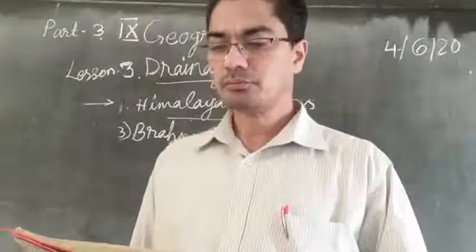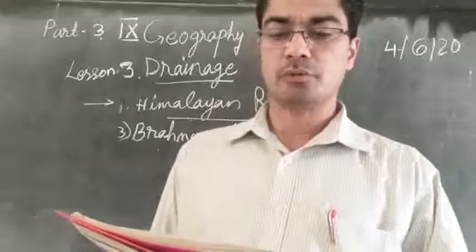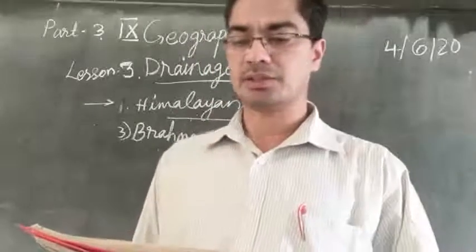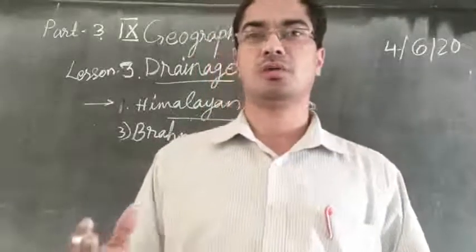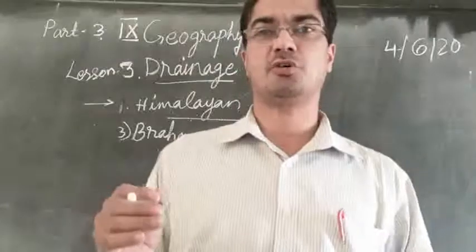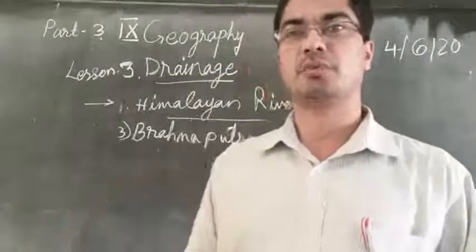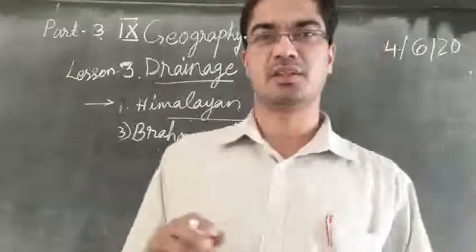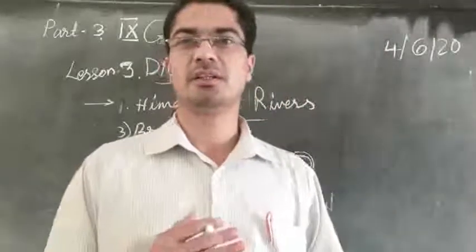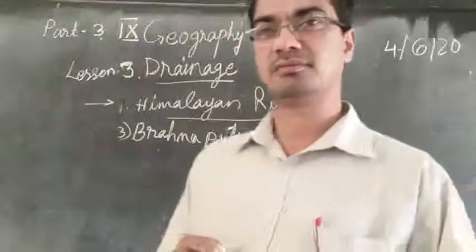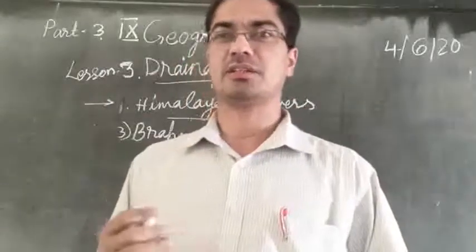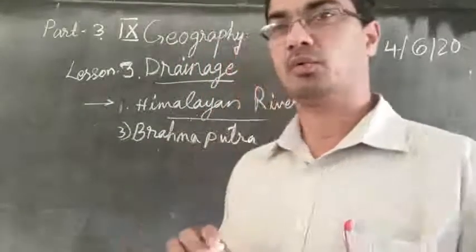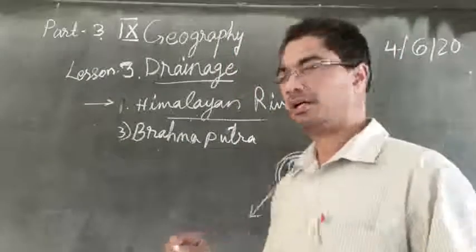Then, do you remember the name of the world's largest riverine island formed by the Brahmaputra? So, the largest island that is formed in a river is in the Brahmaputra, that is in Assam. Do you know the name of that island? That is the largest riverine island in the world. That is Majuli Island.